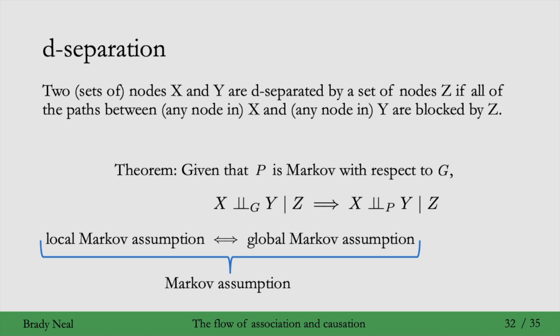And because these two are equivalent, we'll often just refer to them as the Markov assumption, rather than specifically the local Markov or global Markov. And this very nicely matches the terminology that we use, where we say P is Markov with respect to G. It's just like saying P satisfies the Markov assumption with respect to G.